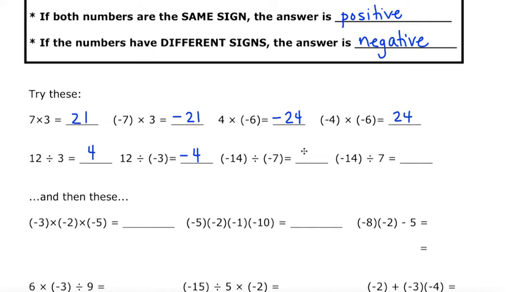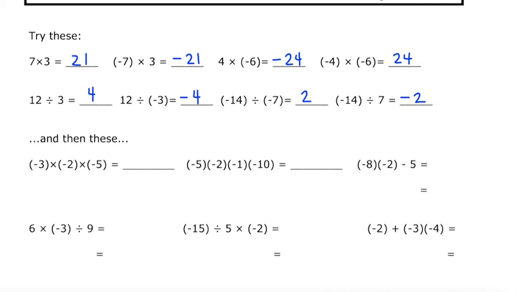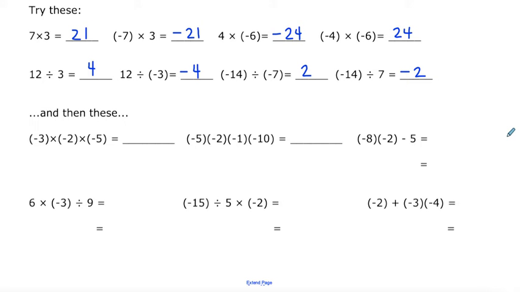14 divided by 2 or 7 is 2. A negative divided by a positive is a negative, and 14 divided by 7 is 2. So we can see that strategy working there. And then if we have more than two numbers being multiplied or divided, we have to think about what our number of negative signs might be.